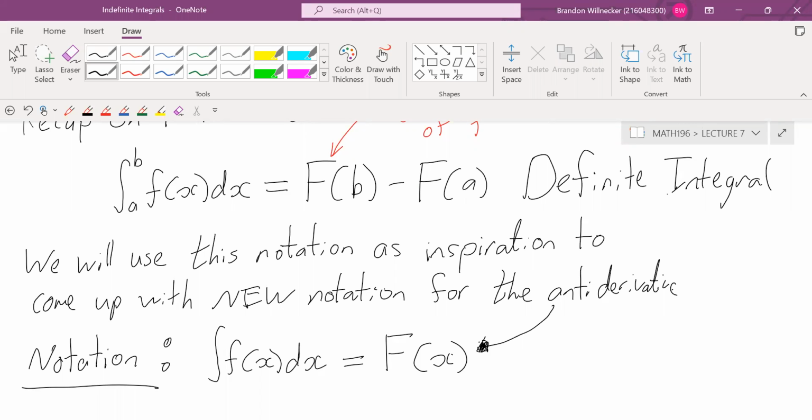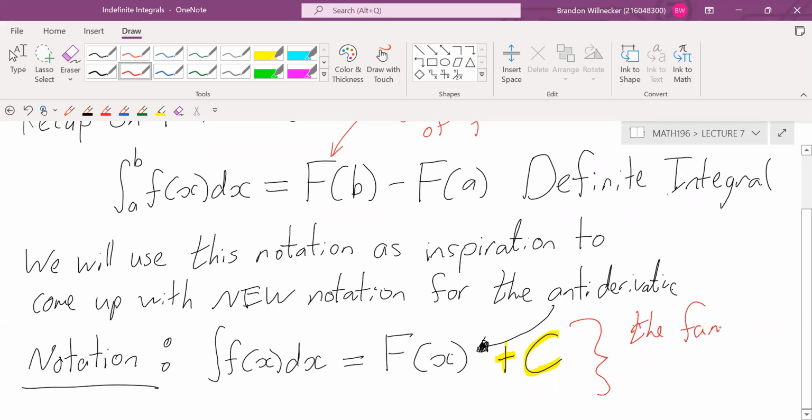Okay, and then a lot of times, this capital F, we also include plus C. Now, this plus C is redundant because remember, this capital F here should already have the plus C, but it's just extra emphasis that this is an antiderivative or a family of antiderivatives, should I say. So this gives us the family of antiderivatives, just like we've been working with from day one.